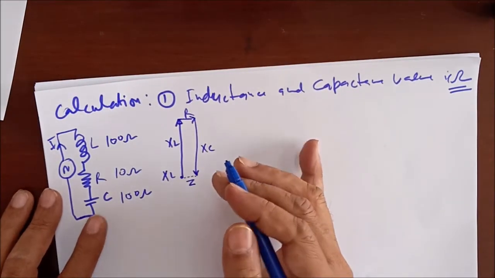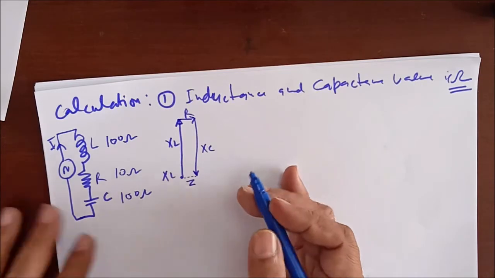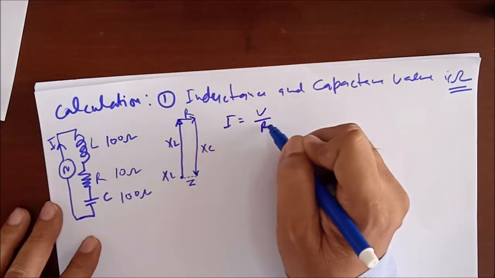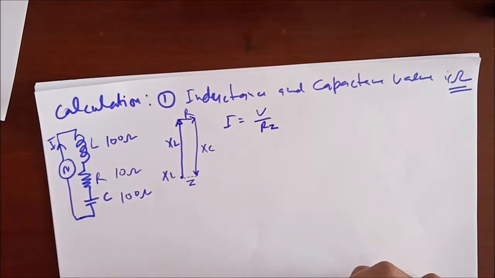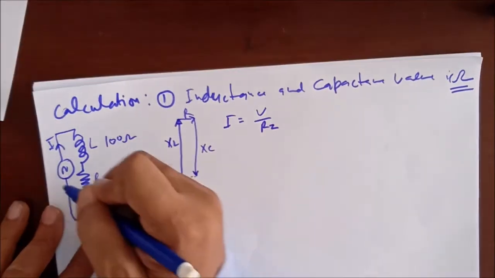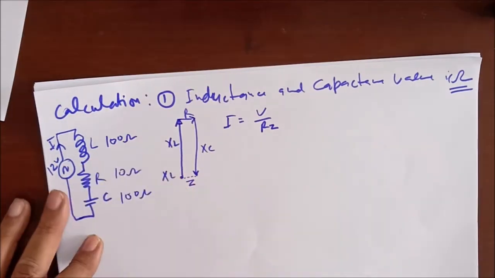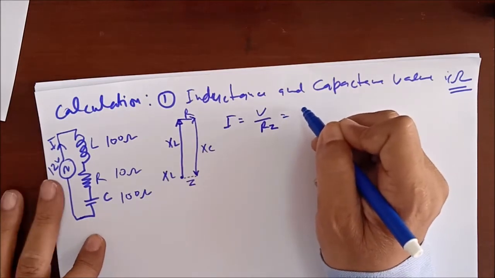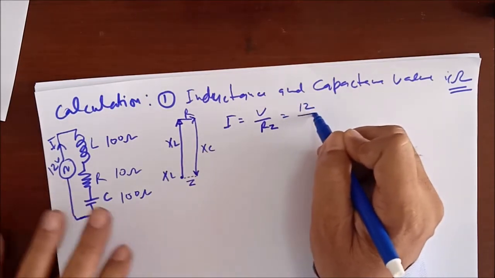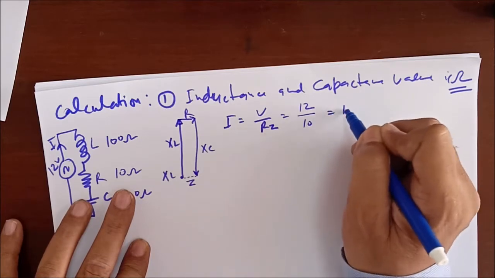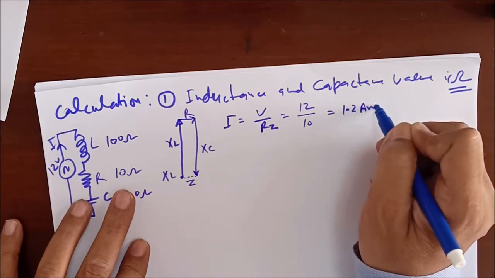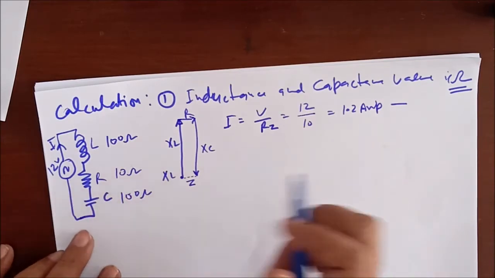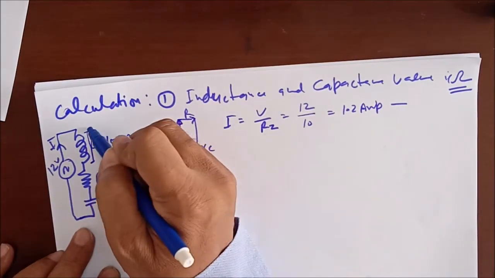each other, so Z will be equal to R. In this situation, if you want to know I, it is V by R, or rather V by Z. Suppose this voltage is given as 12 volt; frequency I will tell you later, not now. In this case, voltage 12 by R, 10, is equal to 1.2 amps. This is the answer. But now we need to know the voltage across L.